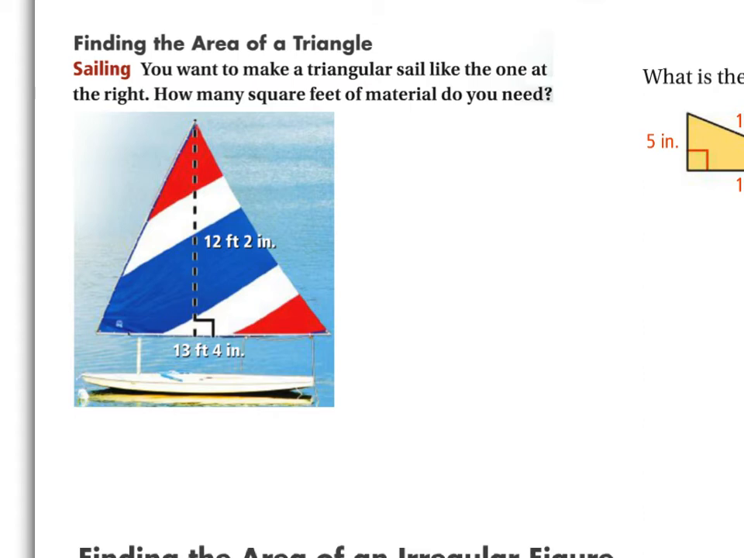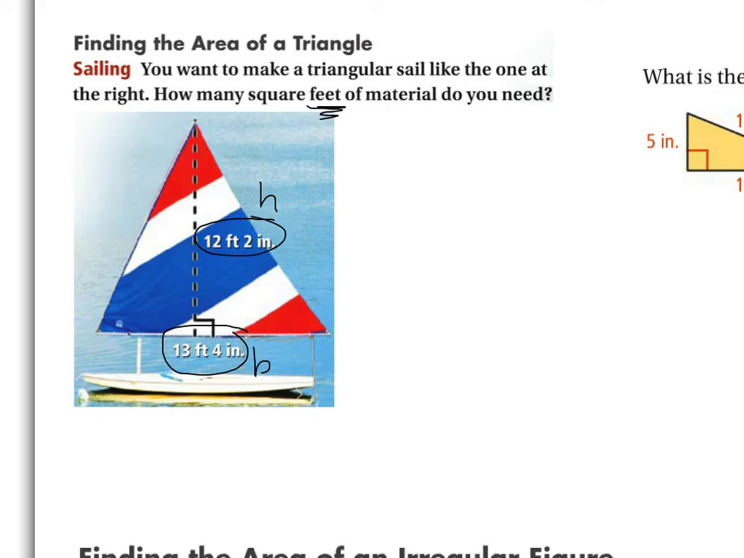So it says you want to make a triangular sail like the one at the right. In this case, the one below. How many square feet of material do you need? Okay, so they give you in this case right here is the base and right here is the height. The trouble is that they're not all in the same units. And it wants how many square feet? That's not 12.2 and that's not 13.4.